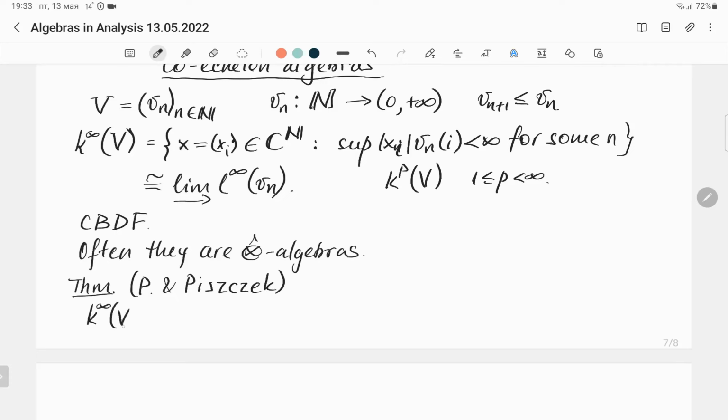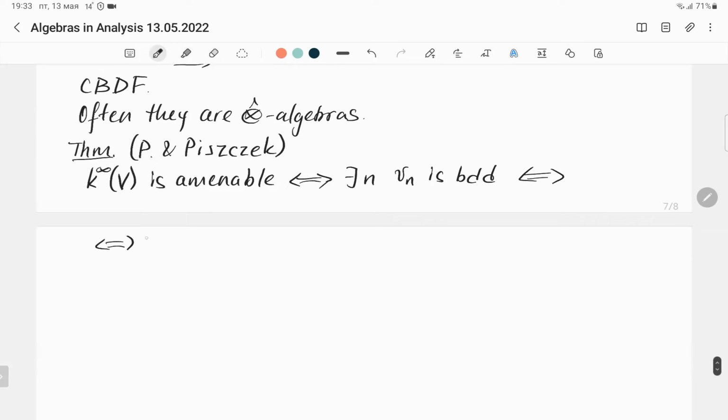K_infinity of V is amenable if and only if this weighted set V is bounded, in the sense that for some n, the sequence V_n is bounded. And since V_{n+1} is less than or equal to V_n, this means that they are bounded for n big enough. This is equivalent to saying that there exists n such that V_m is bounded whenever m is greater than or equal to n.